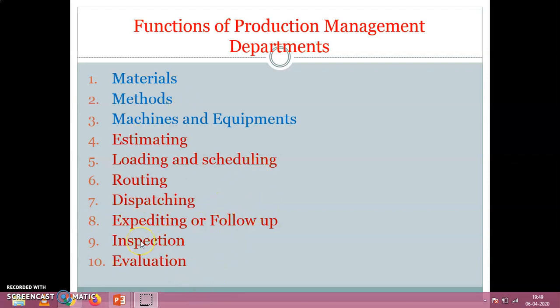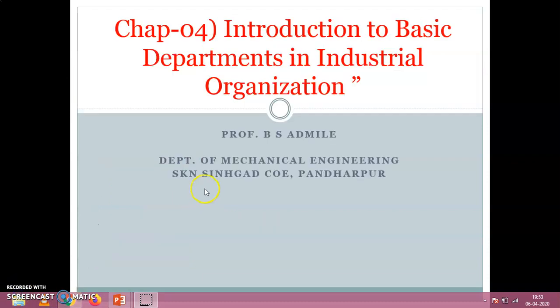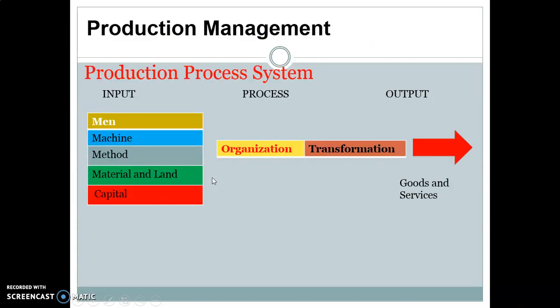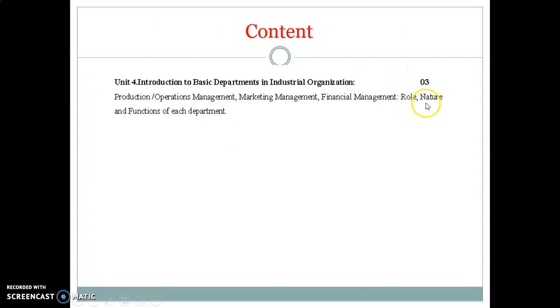Next is inspection. Why is inspection needed? It is needed for monitoring quality in the production process. Inspection does evaluation of efficiency of method and manpower, so that we'll get the best result. Okay, so this is regarding the first production department. We have seen its role, its nature and its functions.